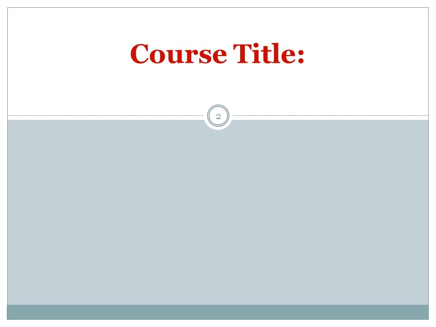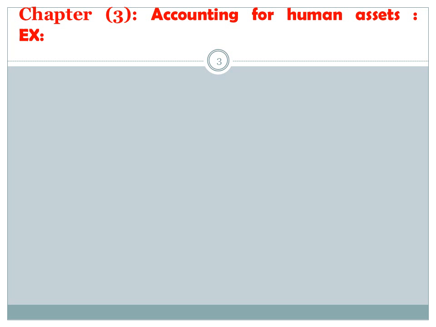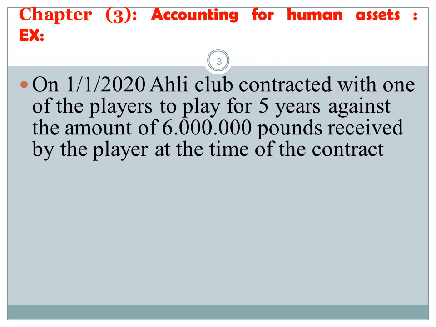We will complete our course Social Accounting. In the last time we explained chapter 3, Accounting for Human Assets. Another example for more understanding.